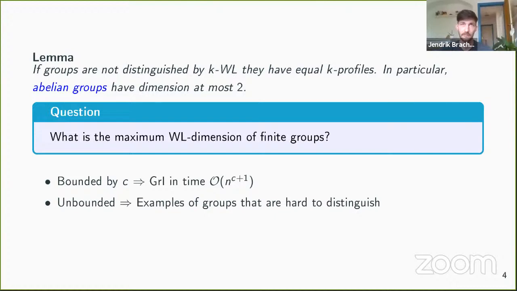If the Weisfeiler-Leman dimension of a certain group class, or of groups in general, is unbounded, then we still get interesting examples of hard-to-distinguish and formula-similar groups, in a way which is expressible through these Weisfeiler-Leman algorithms. But I think there are many other things to discuss, and I'm happy to take your questions now.